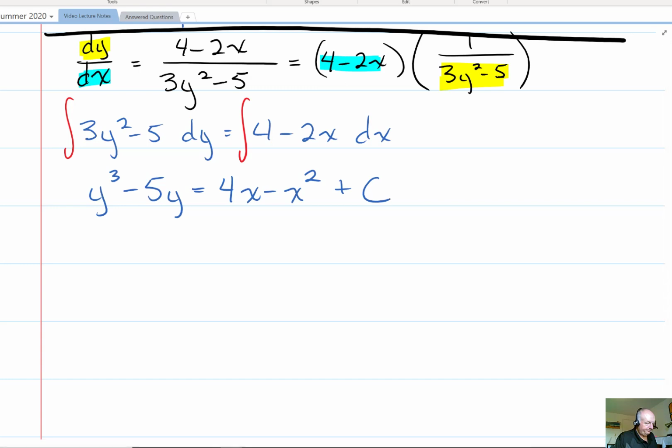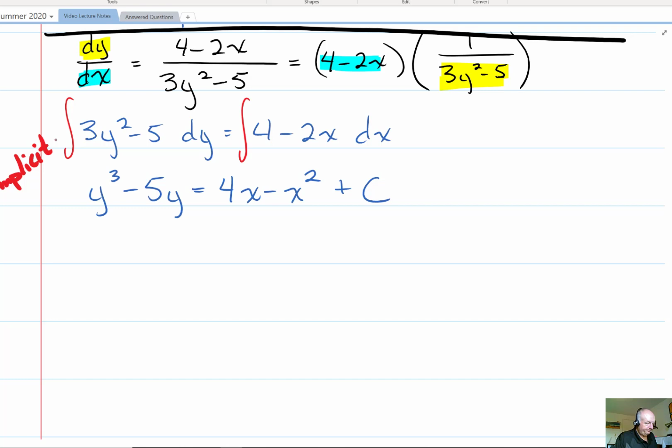Now here we have a solution, and this is what we refer to as an implicit solution, meaning there is no way I'm going to be able to solve this and get it in the form y equals some function of x. In other words, I'm not going to be able to solve for y because there's y cubed and y's. That's okay. It still represents a general solution to my differential equation.